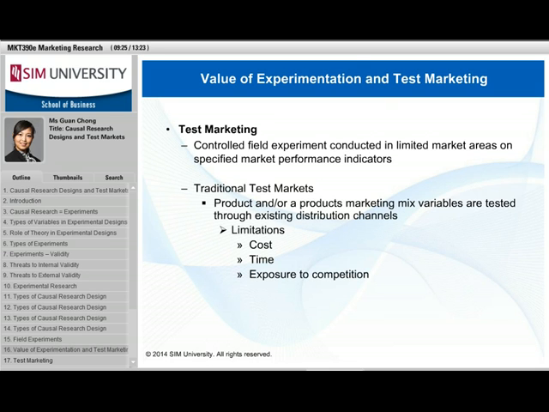Test marketing are controlled field experiments conducted in a limited market area on specific market performance indicators. Under traditional test markets, product and/or products marketing mix variables are tested through existing distribution channels. The limitations include cost, time, and exposure to competition.